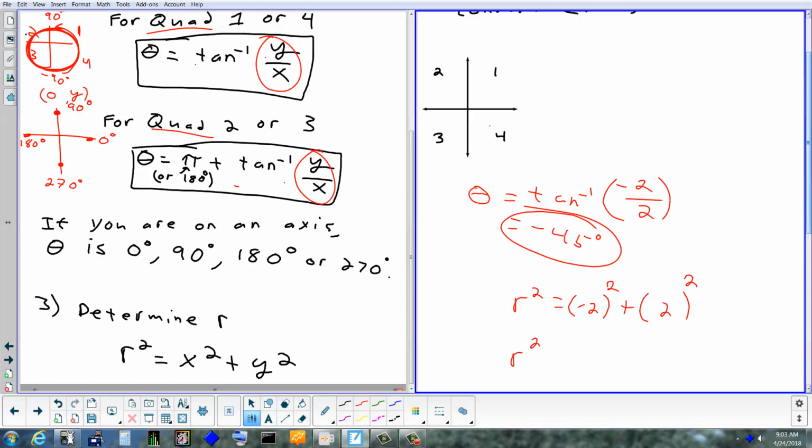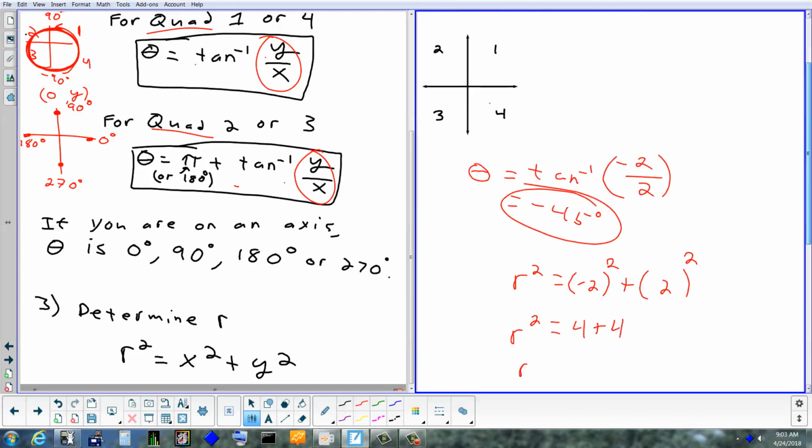So we get r squared equals 4 plus 4, which means r squared is 8. So r, how would you get r by itself? Yep. Take the square root. So it's the square root of 8. Or we always have to reduce the square root if we can. What is the square root of 8 reduced to?